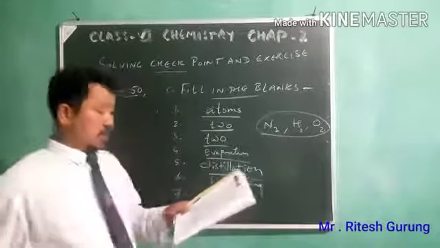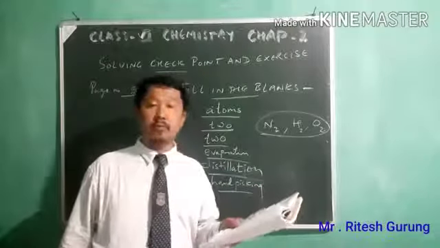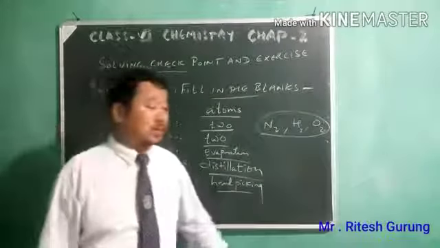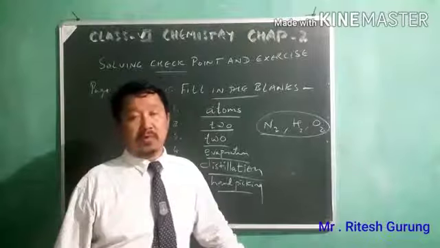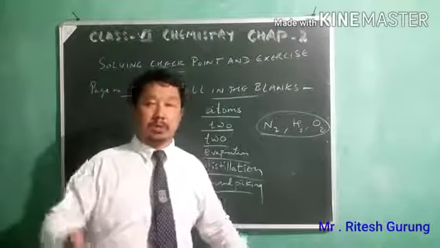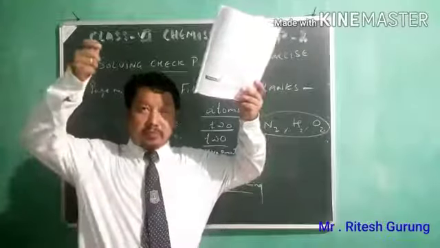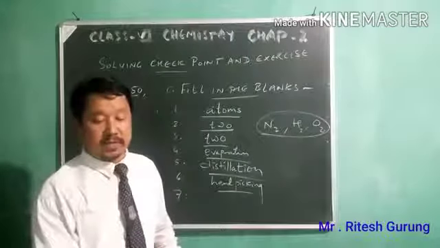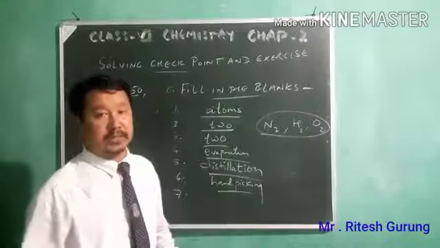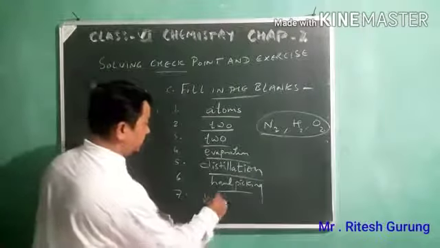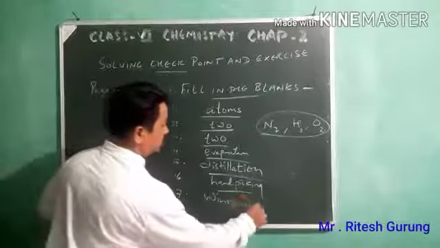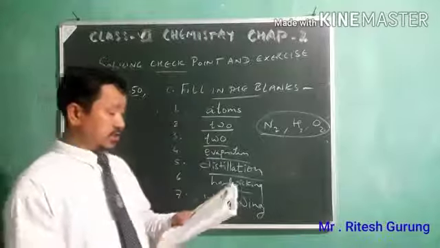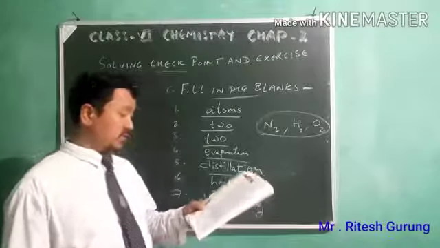Number 7, used to separate husk from wheat. As I was telling you, whenever the farmers have to separate the wheat from the husk, they drop them all from a height like this, and the husk will be carried away by the wind and the grain will be dropped down there only. So that way they separate it. The method is called winnowing. So this is all about your fill in the blanks from page number 50.